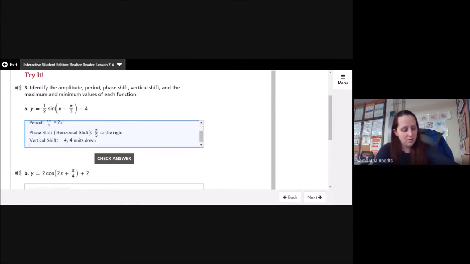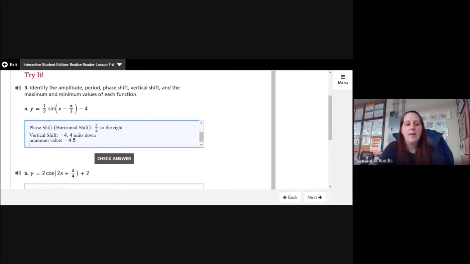The minimum value is going to be negative 4.5. Basically, I took my vertical shift and I added it to my amplitude. And then my maximum value is negative 3.5. It's 1/2 minus 4, which is negative 3.5. And negative 1/2 minus 4 gives me that negative 4.5.